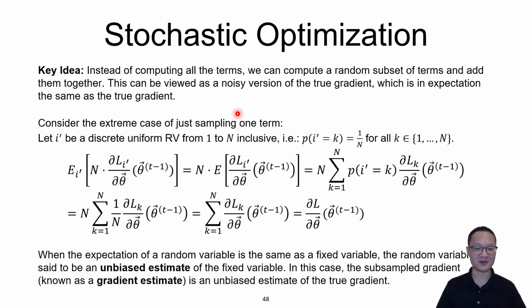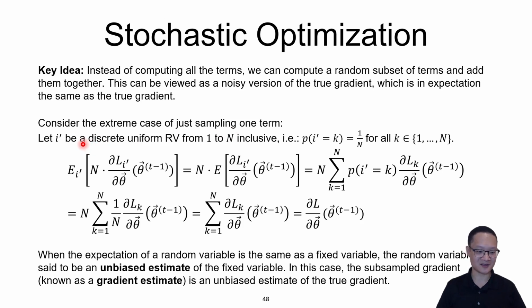So if we take these random subsets of terms and add them up, and then we do that many, many times, on average, we would actually be computing the true gradient. We can show this mathematically by looking at the extreme case of choosing just one term to add, choosing just one term to represent the gradient.